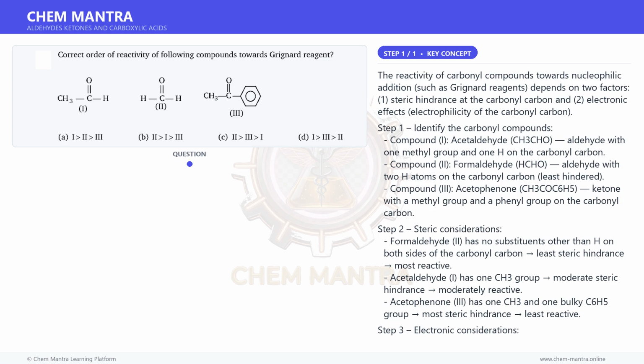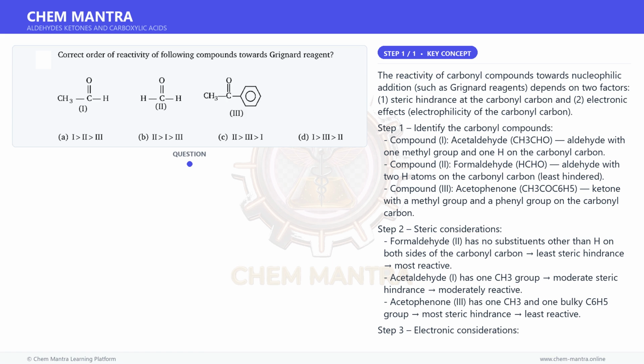The reactivity of carbonyl compounds towards nucleophilic addition, such as Grignard reagents, depends on two factors: 1. Steric hindrance at the carbonyl carbon, and 2. Electronic effects, electrophilicity of the carbonyl carbon.